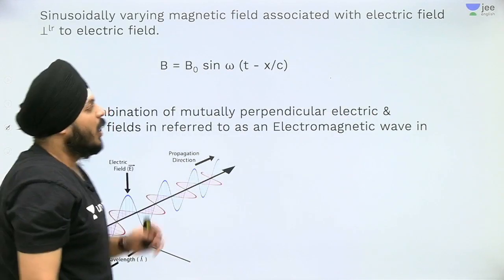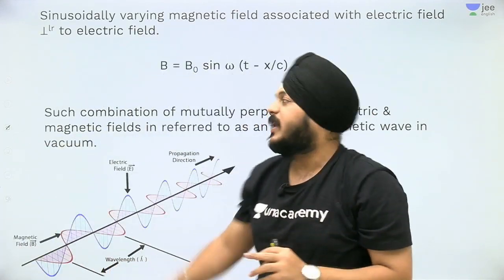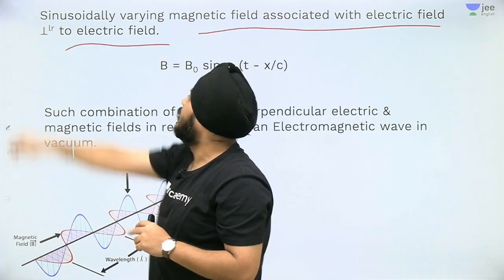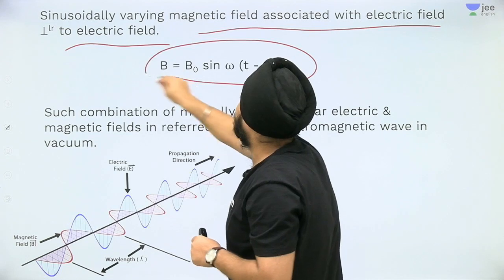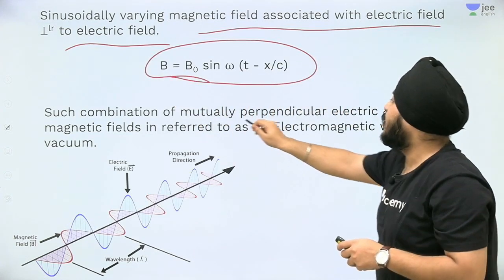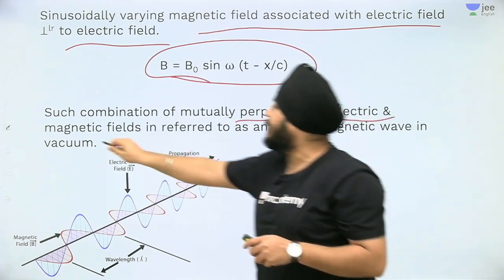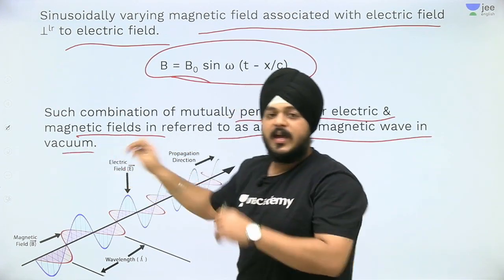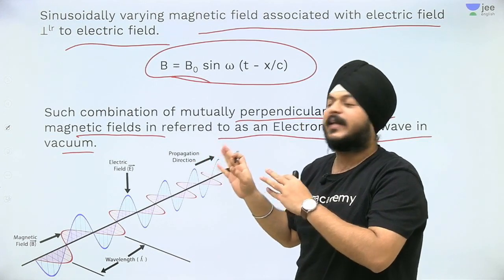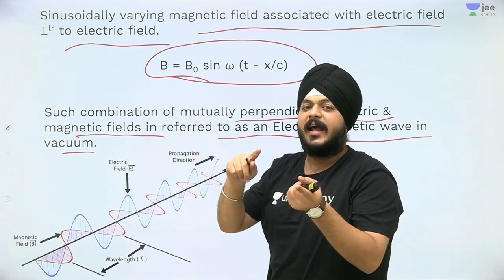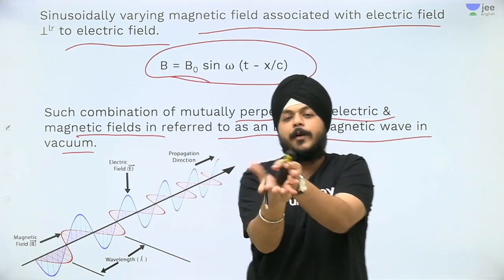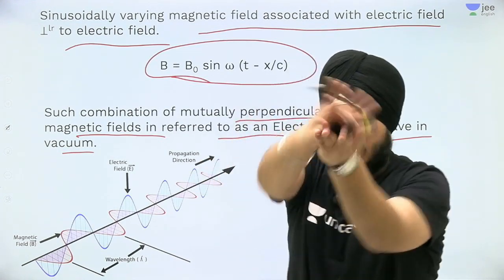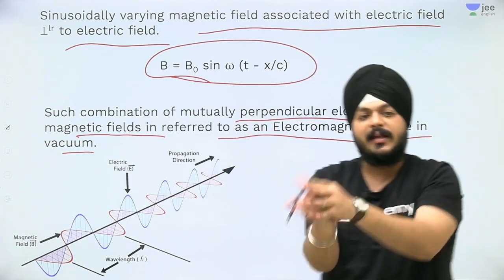Okay guys, so this is also another explanation, right? A sinusoidally varying magnetic field is associated with the electric field perpendicular to it. This is an equation of the magnetic field. Such a combination of mutually perpendicular electric and magnetic fields is referred to as an electromagnetic wave in vacuum. It carries the electric and magnetic fields in perpendicular directions, and it travels this way.